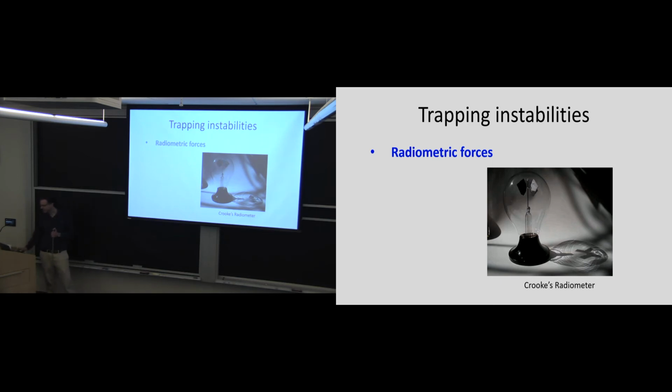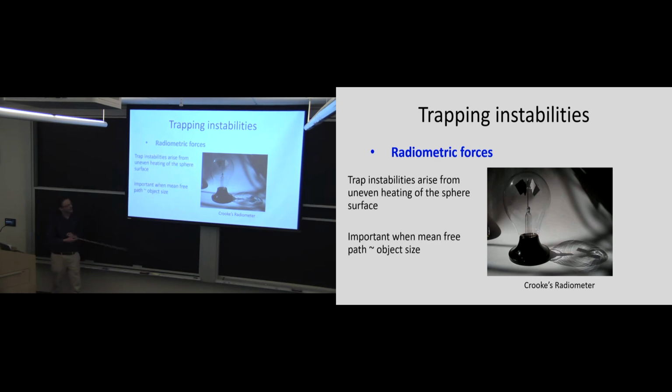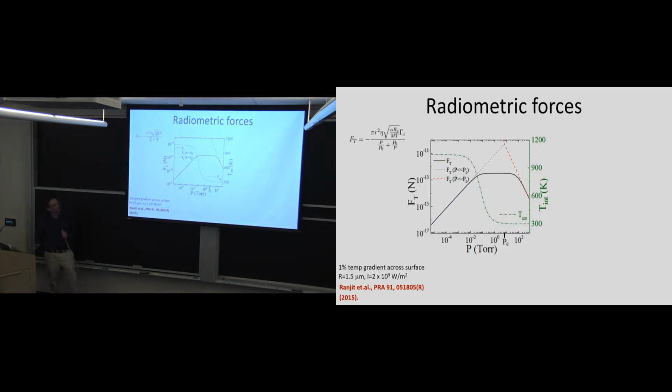And it turns out that in these traps there are similar effects going on, where now we have a laser beam that has some finite waist size, and you can have an intensity gradient over the surface of our particle, where some part of the trapped particle is hotter than another part. This can cause the particle to get kicked out of the trap, and it tends to be most important when the mean free path of the gas is basically of order the object size. So you can calculate the expected value of that radiometric or photothermal force as a function of the pressure.